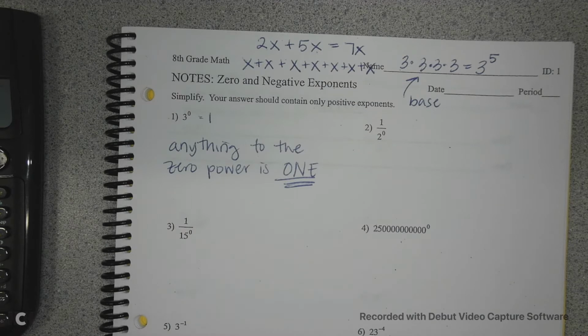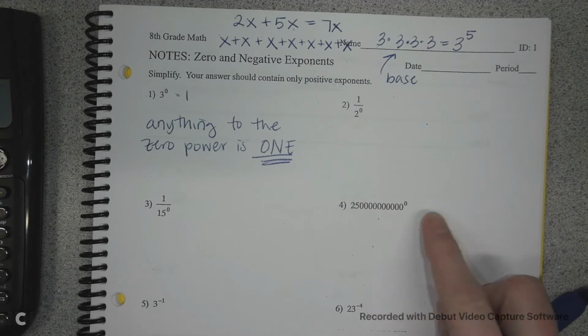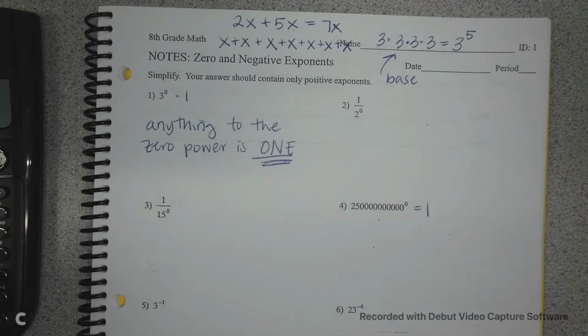So there is number 1. Anything to the 0 power is 1, and it's just something you have to memorize, and if you can't memorize it, type it in your calculator. So look at number 4. Any number to the 0 power is 1.